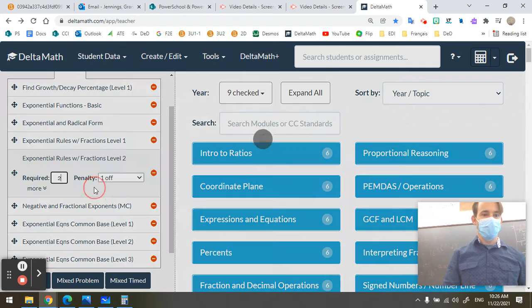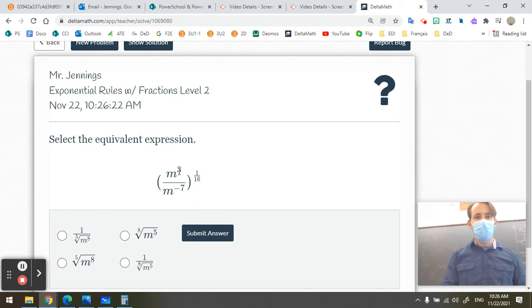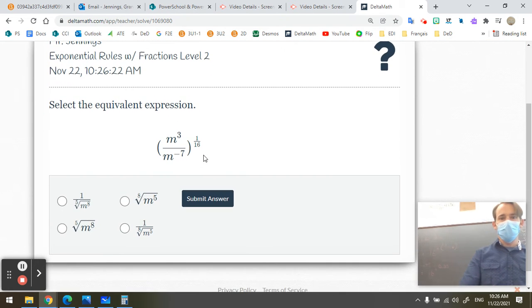You better get going. So these are a little harder. M to the 3 over m to the minus 7, to the 1 over 16. And they give you a multiple choice: which radical is the same? So let's work this out. Here I'm dividing my powers of m, so I subtract. This is 3 minus minus 7, which is the same thing as 3 plus 7. So this is m to the 10 raised to the power 1/16.